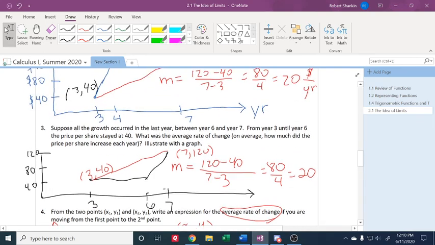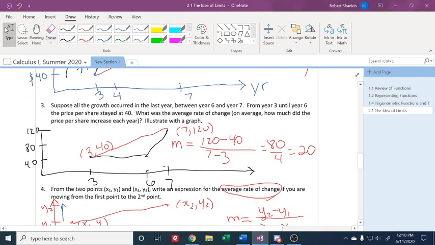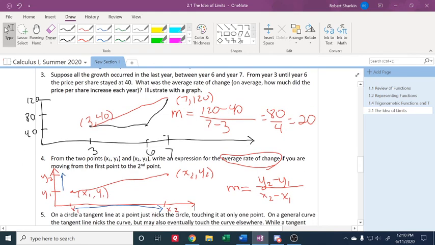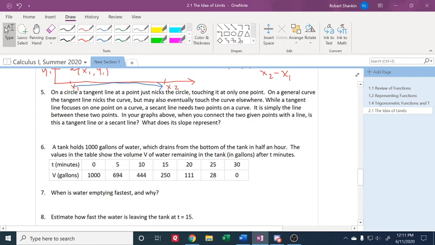And remember the point that we learned in the first 3 problems was that it only depends on the endpoints. How you got there doesn't make any difference for average rate of change. All right, let's go to number 5.